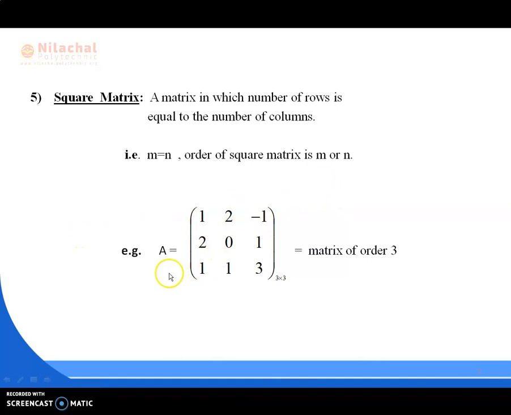So this type of matrix, let's see, for example, A is a matrix where the number of rows is 3 and the number of columns is 3. That means here the number of rows m equals 3 and n equals 3. That means these two are equal. So we say that this matrix is called a square matrix.